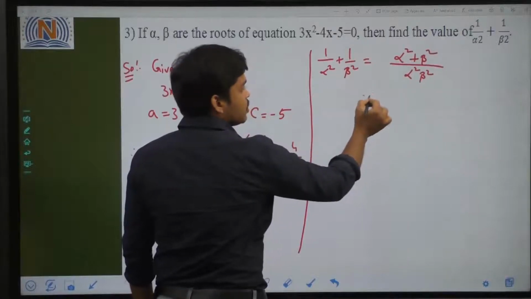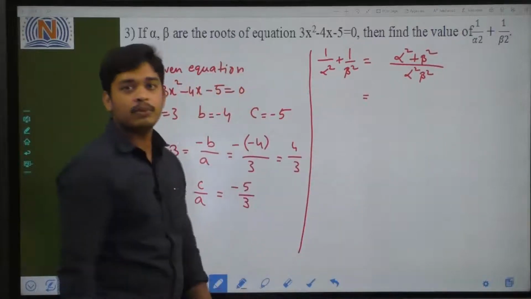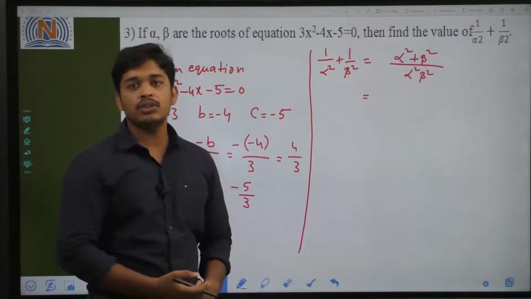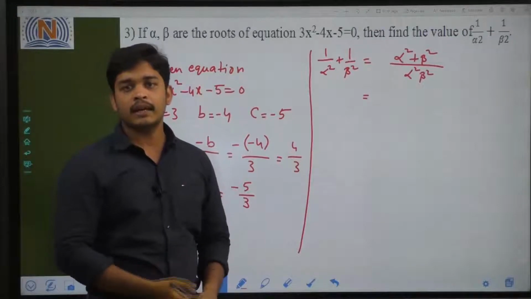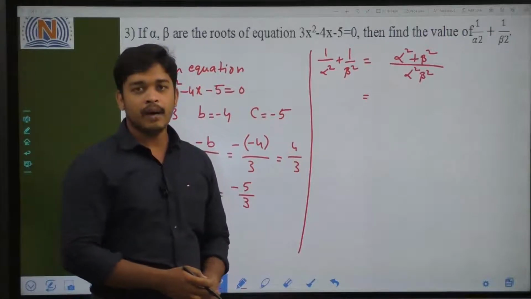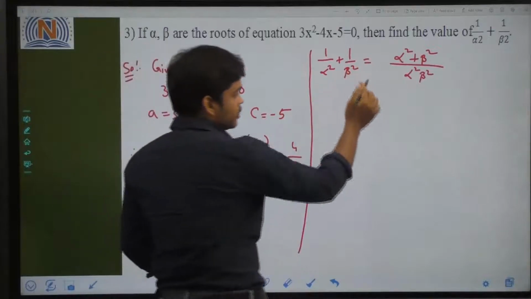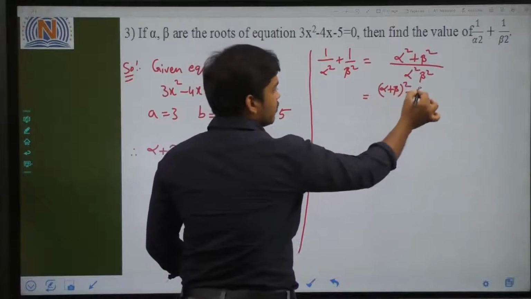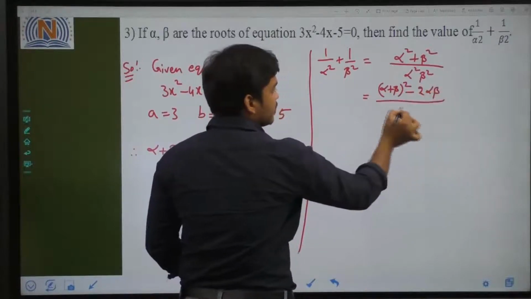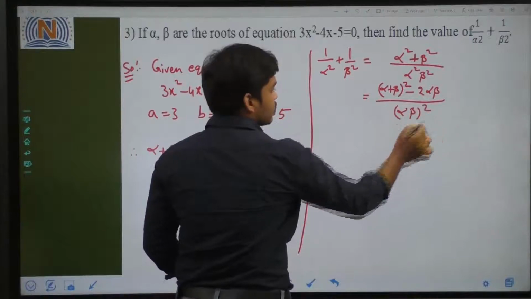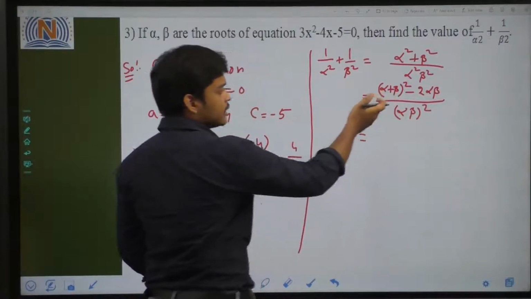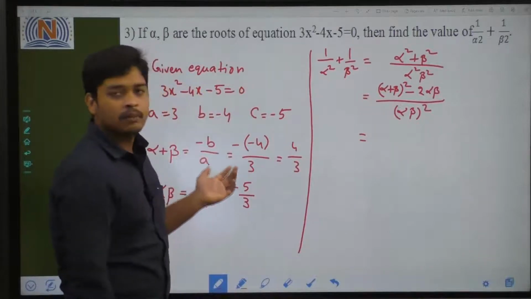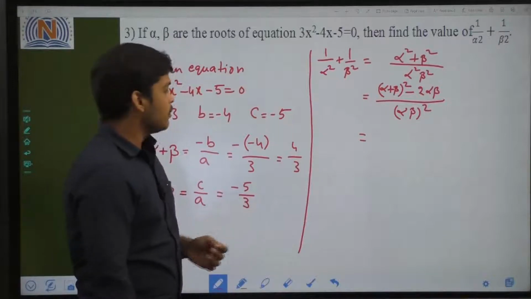Now while adding these two, alpha square plus beta square, we have one identity: a square plus b square, we can write it as a plus b whole square minus 2ab. So substitute in the formula, alpha square plus beta square we can write as alpha plus beta whole square minus 2 into alpha beta, by alpha beta whole square. Now all are in terms of sum of the roots and product of the roots. We know the sum of the roots is 4 by 3 and the product of the roots is minus 5 by 3.